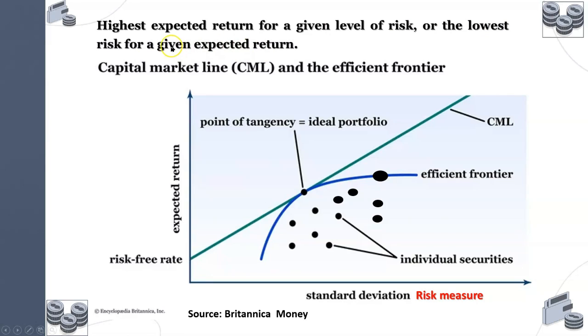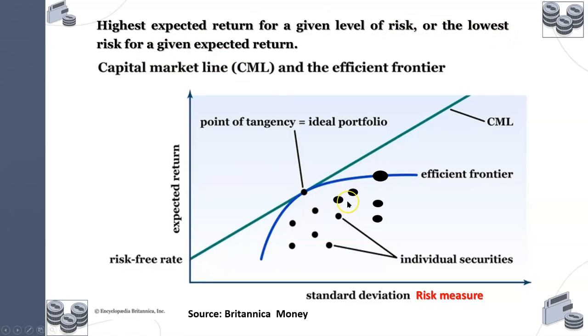Let us fix the expected return. Given expected return, this one, and this point. These both points have the same expected return, but this one has the lowest risk. This has very high risk compared to this risk, and this risk is higher, but both have the same expected return. So I will choose this one. So it is either highest expected return for a given level of risk or the lowest risk for a given return.